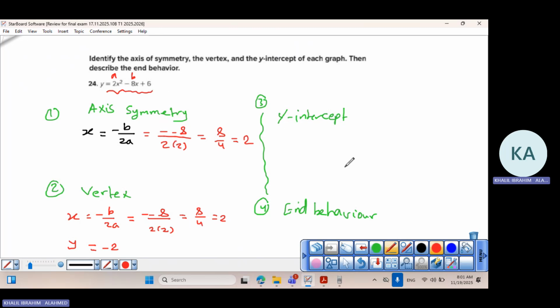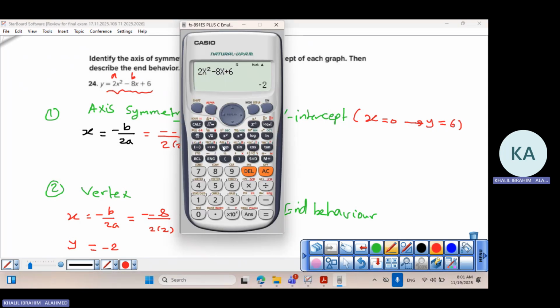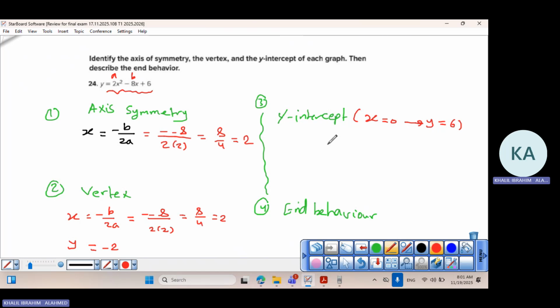Be careful about this. Y-intercept, what does that mean? You should substitute x by 0. Then calculate y. Y equals, if we substitute 0 for each x, this is 0, and also this is 0. The final answer is 6. Y equals 6. Or you can use the calculator in the same way. Calc 0. The answer is 6. This is the y-intercept, as you see, 0, 6.